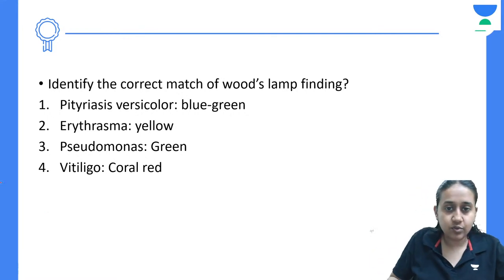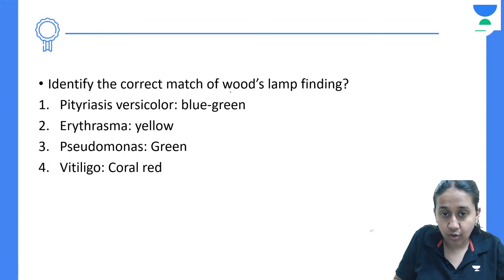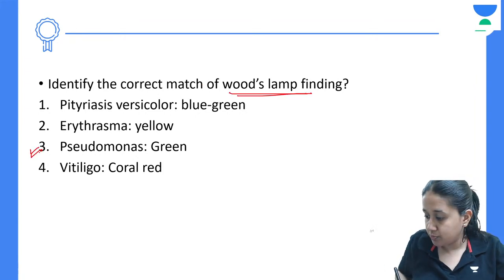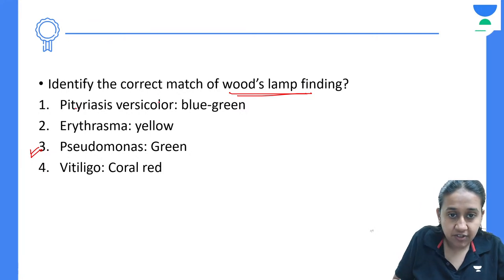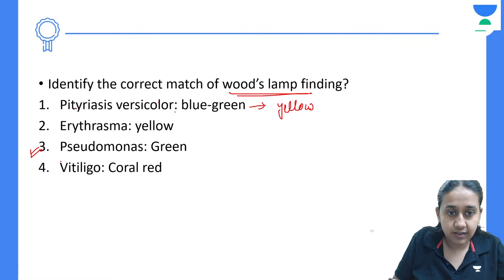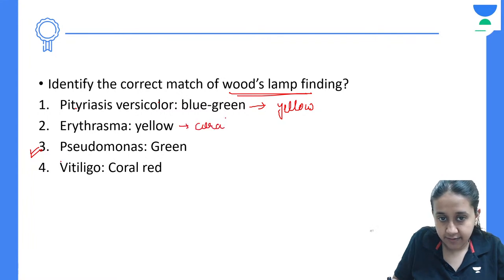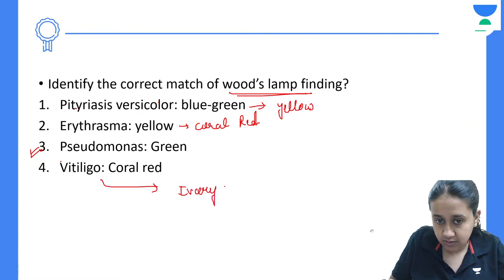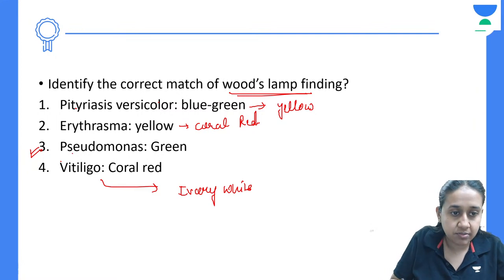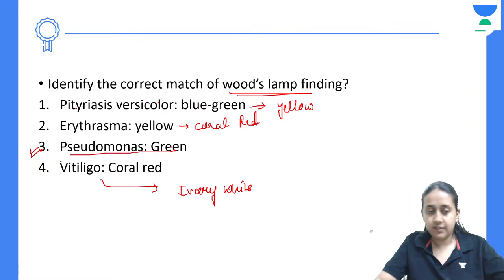The correct answer of this question, identify the correct match of Wood's lamp finding. The only correct statement here is option number 3. Pityriasis versicolor will have a yellow color fluorescence. Erythrasma will have a coral red. And vitiligo has an ivory white fluorescence. So only one student is right. The answer is option number 3. Very nice.